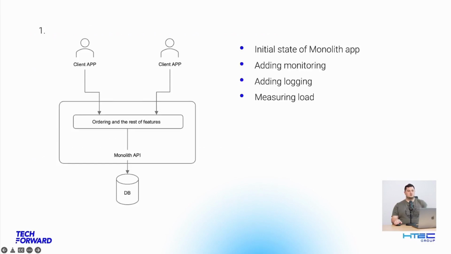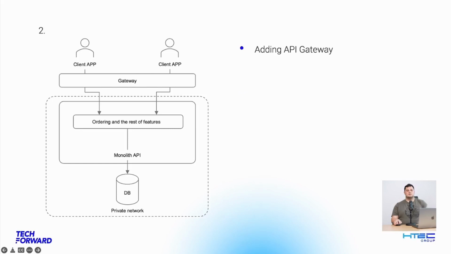This is the initial state of the monolith application. First, we need to add monitoring and logging, and then we need to measure load. The second diagram introduces another layer, the API gateway, that sits between the client application and application logic. The API gateway is a facade layer that provides a consistent and uniform interface for the client apps to interact with, while allowing downstream services to evolve independently without affecting the application.